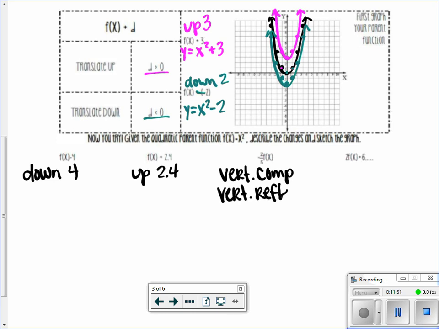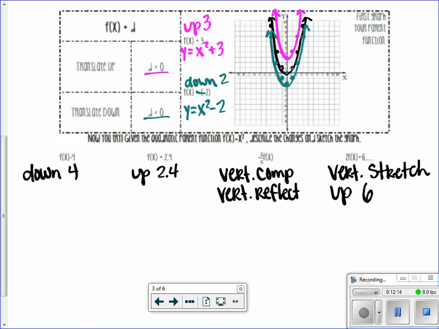Oh, it's negative. Yeah, that's a negative sign. I know, the fraction is kind of hard to see it. What about the last one? Vertical. Vertical stretch. And up. Very good. Okay. Flip to the next part.